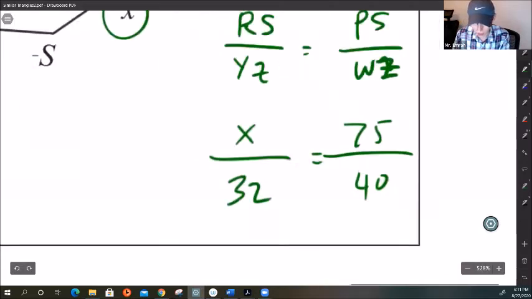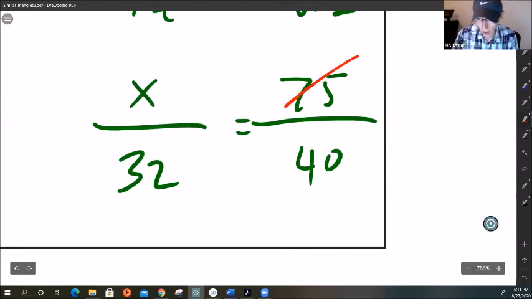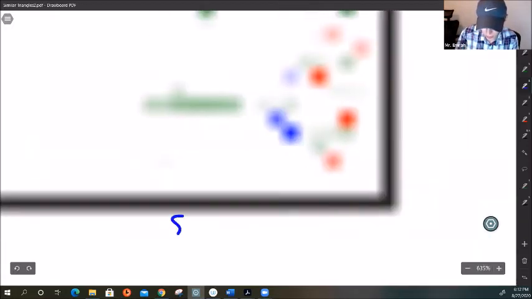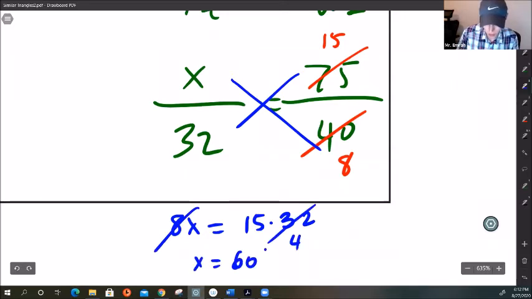Then the rest is cross multiplication, but before I cross multiply, yes, Caitlin, that's the correct answer, I want to reduce and simplify this one. I can divide both numerator and denominator by 5, right? So it's going to be 15 over 8. All right, then I will cross multiply like I did earlier, but it's an easier one, of course. So 8 times x is 8x, is equal to 15 times 32. And then I divide both sides by 8. So x is going to be equal to 15 times 4, which is 60.